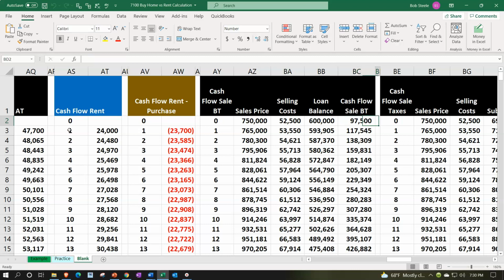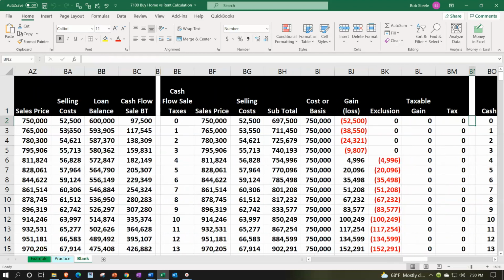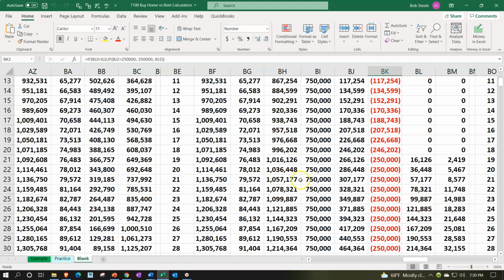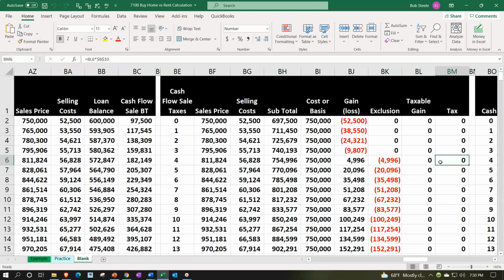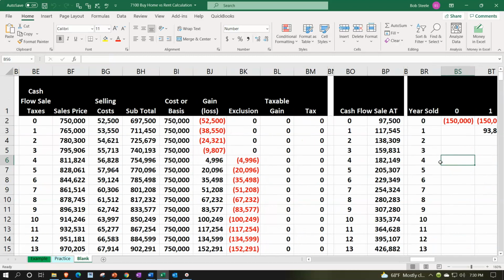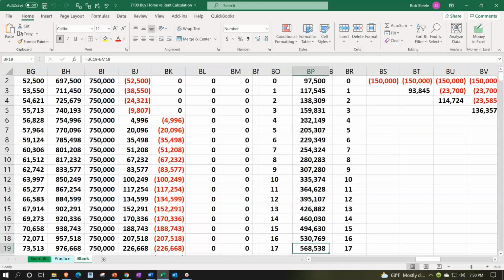Then we looked at the cash flow with regards to our tax implications that might be involved. There may be no tax implications if it's a capital gain and it's subject to the exclusion. But if you get large capital gains, then you might have a tax implication. So we tried to cover the tax implication related to it. And then we have the cash flow of the sale after taxes, taking into consideration the tax implications if we were to sell for any of these years.